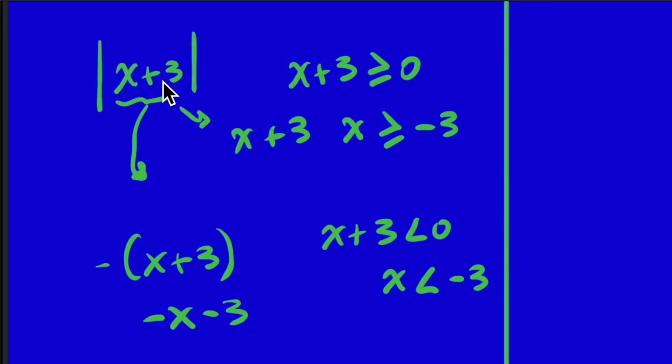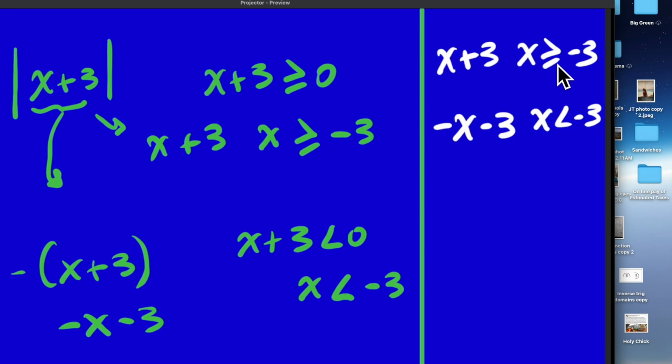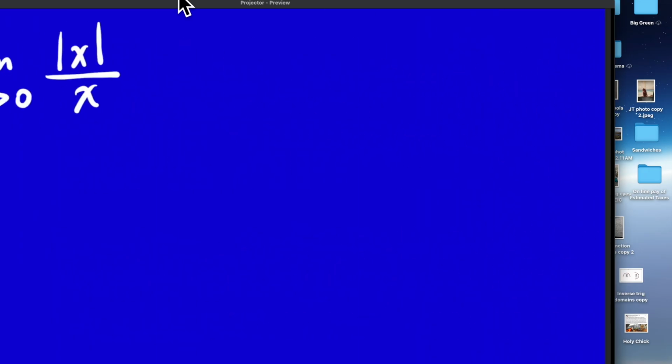When the inside is positive, namely when x is greater than or equal to negative 3, the function we're dealing with is x plus 3. However, when x is less than negative 3, the function we're dealing with is negative x minus 3. Sorry, that's a little bit off the screen. Okay, when x plus 3 is positive, namely when x is greater than negative 3, we're going to be dealing with the same exact function. However, when the inside is negative, x is less than negative 3, then we're dealing with the opposite function. So we're going to do the same thing here.